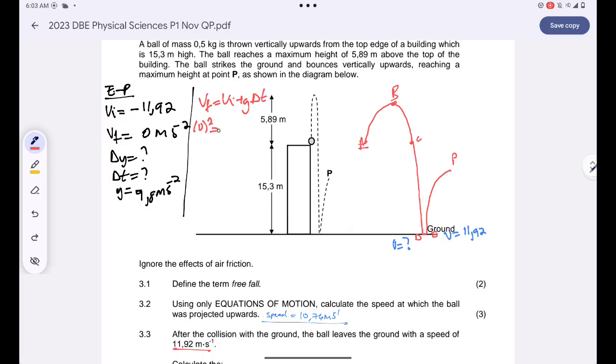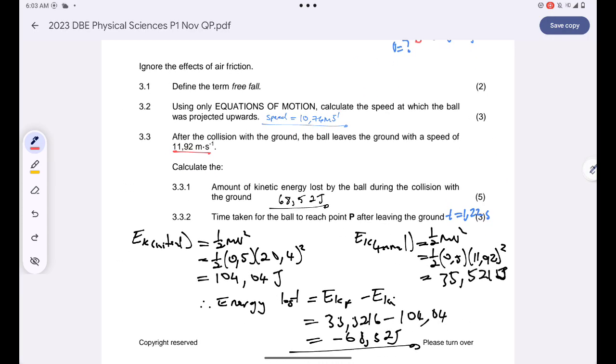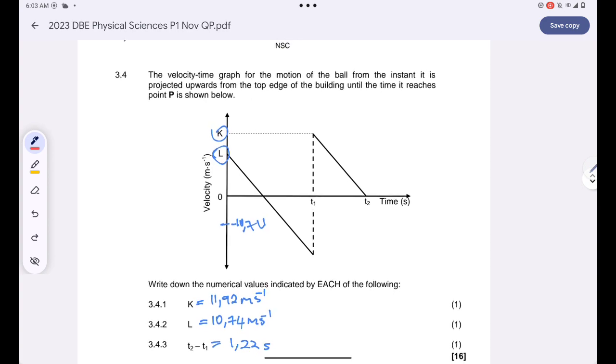Vf is 0, Vi is negative 11.92 plus positive 9.8 multiplied by delta T. Whenever I take the negative 11.92 to the other side, it will be positive. So I'll have positive 11.92 equal to 9.8 delta T. Divide both sides by 9.8. And then I'll find that delta T will be 1.22 seconds. Are we together? Delta T is simply 1.22 seconds.